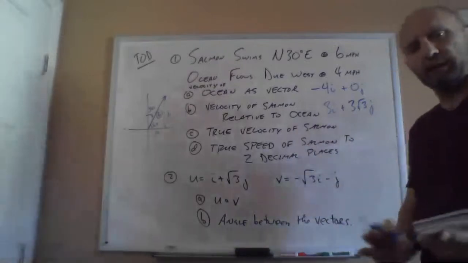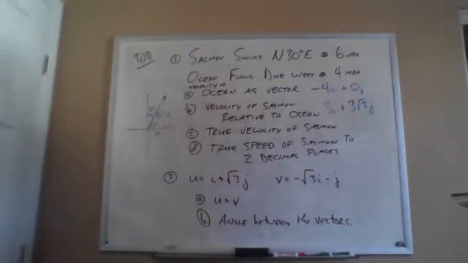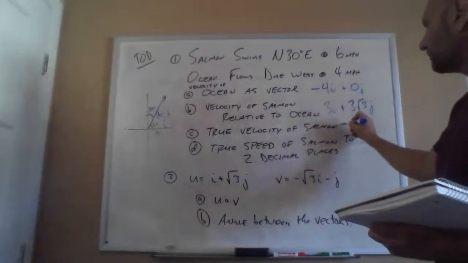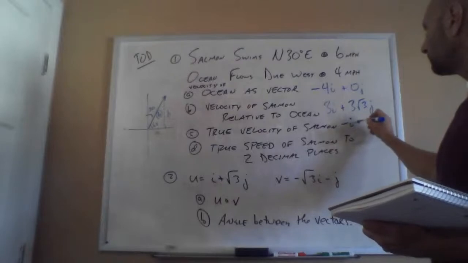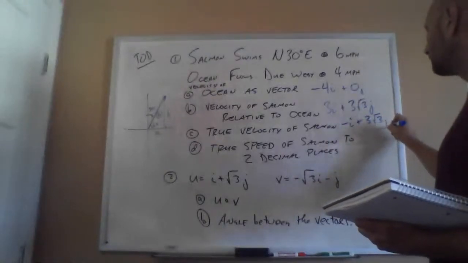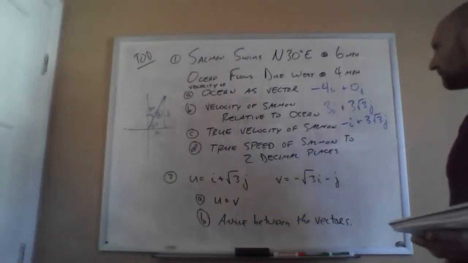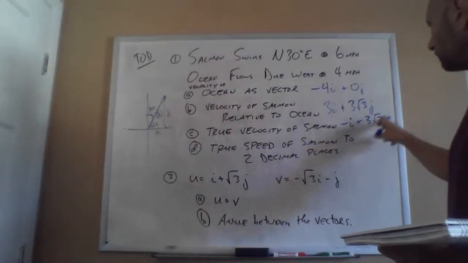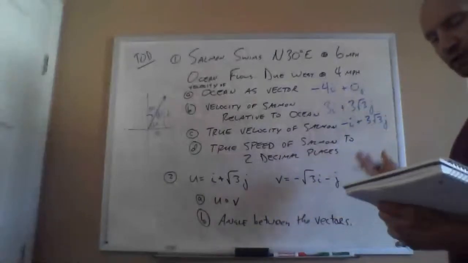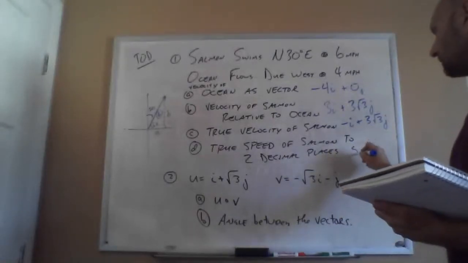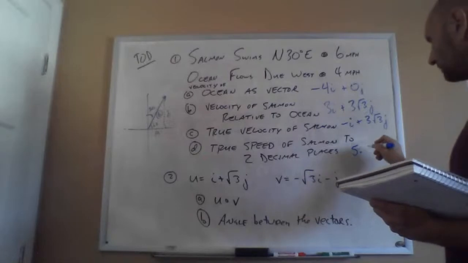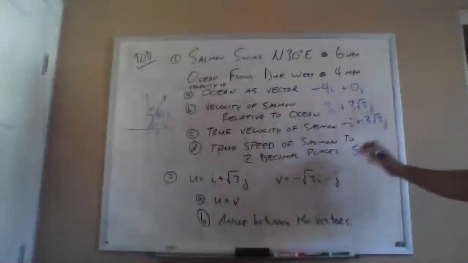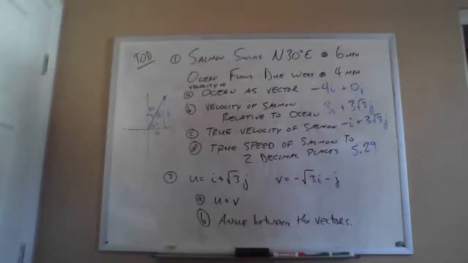You're not going to get nice numbers for part B. Part C, we add these two together. So you get minus i plus 3 root 3j. And then when you find the true speed, it's the magnitude of this vector here, which should give you square root of 28, which to 2 decimal places is 5.29. So that should be your answer for that one.